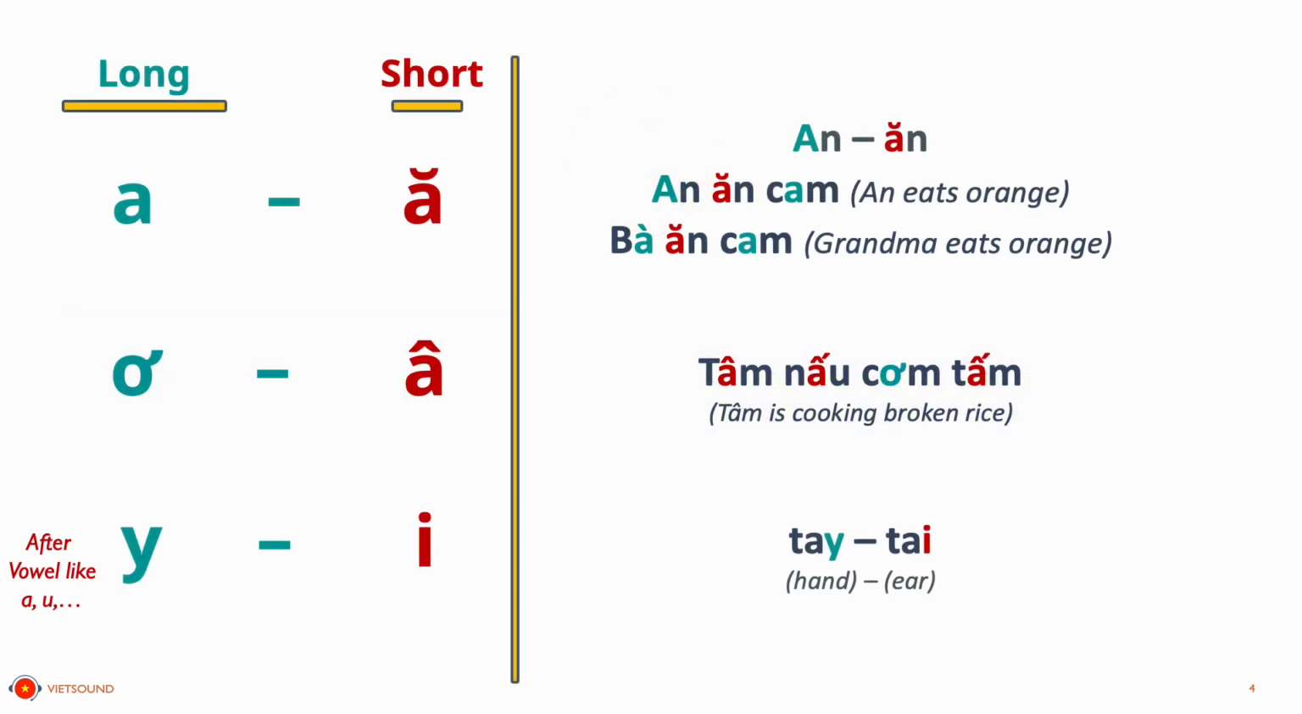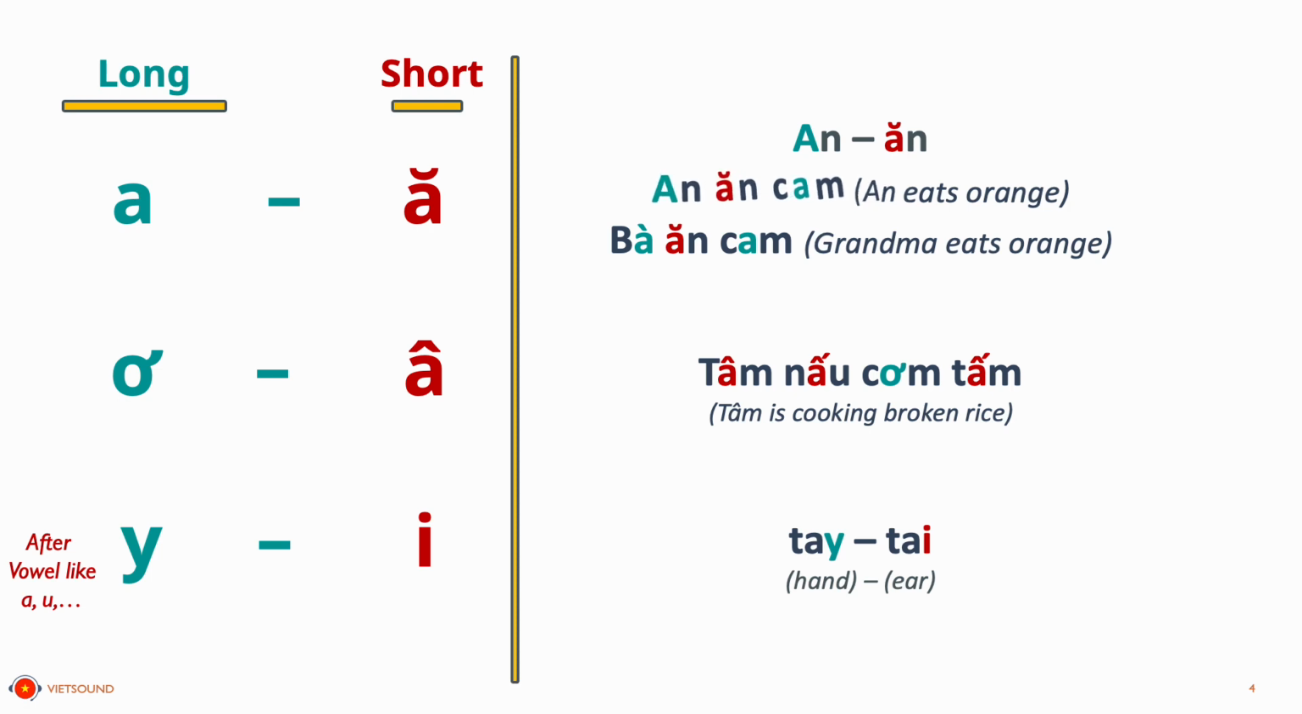Many non-native speakers don't know that in Vietnamese we have the long sound and the short sound. The first pair of sounds is the long A sound and the short A sound. Let me give you an example here. I have two words, an, like a name, and ăn, when you eat something. Let's take a look at the first sentence.